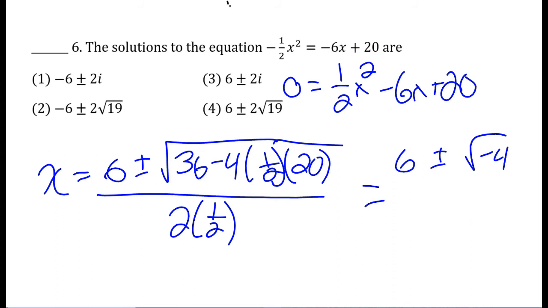Well, what's the square root of -4? The square root of 4 is 2, and we made up that complex number i by trying to figure out what is the square root of a negative number. So it's 6 plus or minus 2i. Choice 3.